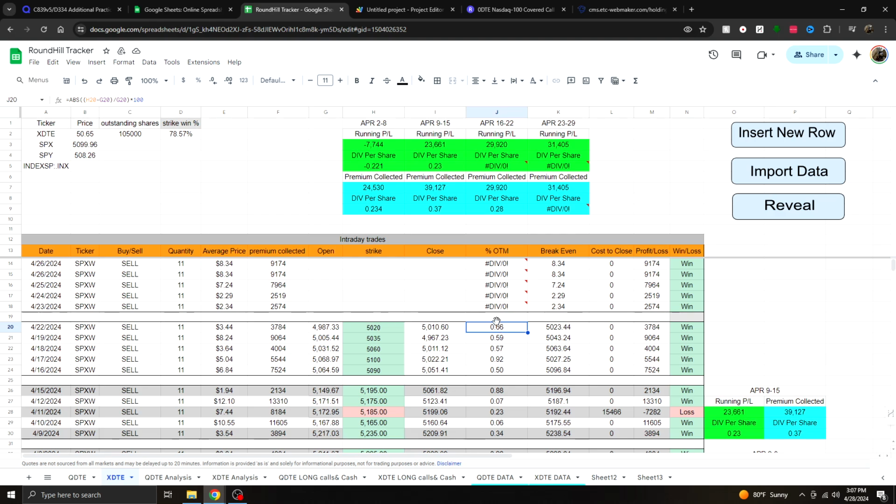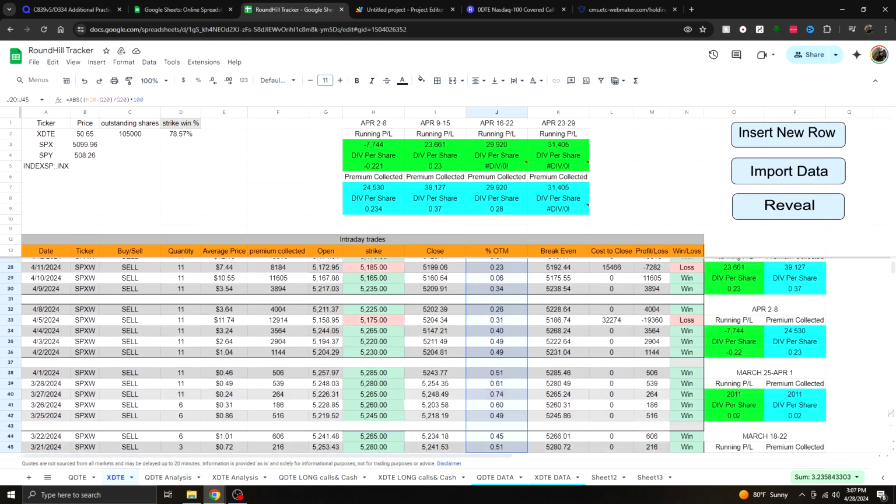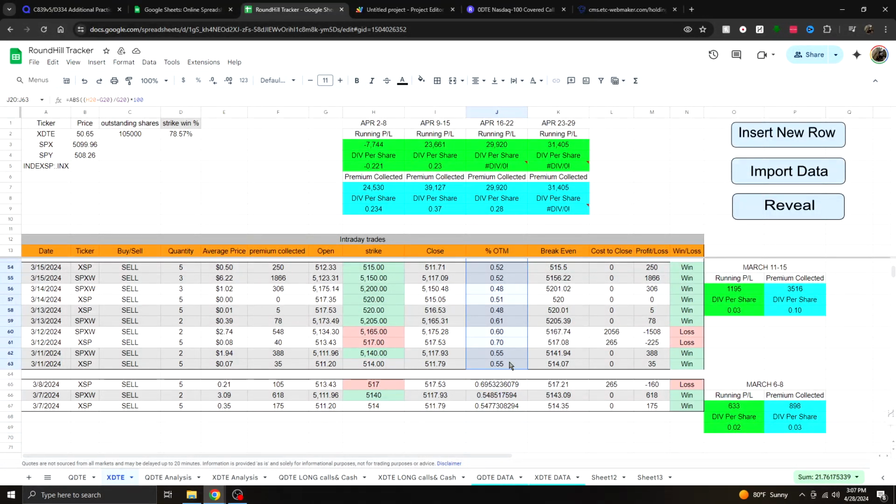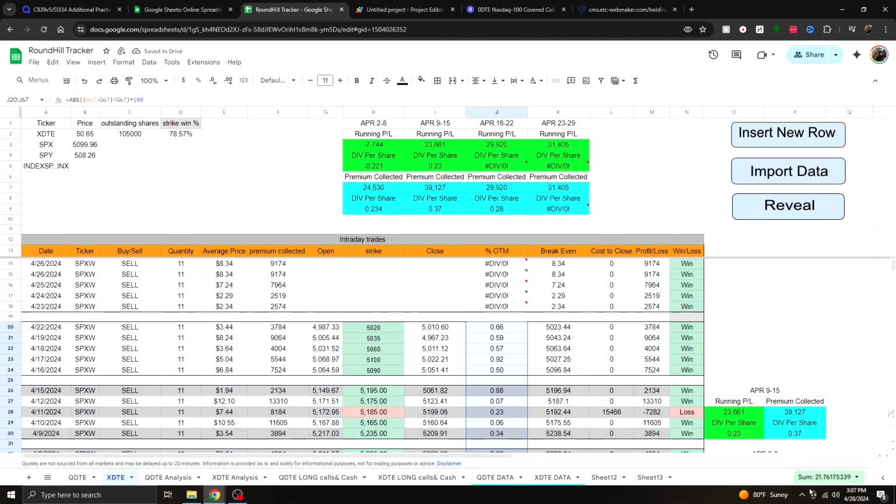So maybe I should average this to see what the average percent out of the money is. Oh, these ones got messed up. Okay, I'm curious now. What's the average? Average of 0.5% out of the money. Alright, so this calculates the percent out of the money.